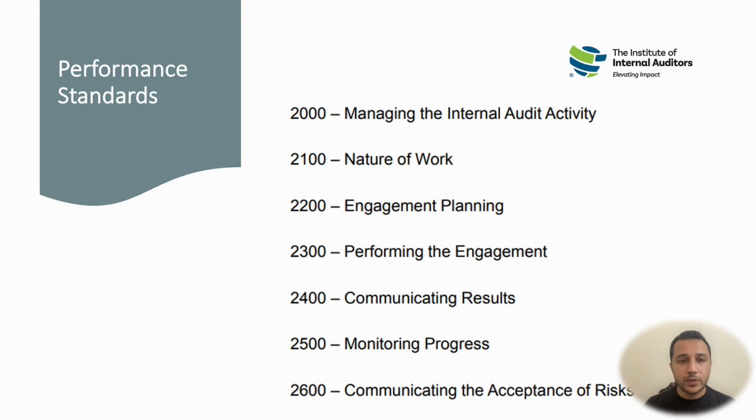Here we are with the performance standards. As I told you, all the performance standards are in the 2000 series. So 2000 is managing the internal audit activity. Then we have 2100, which talks about the nature of our work, be it assurance or consulting. 2200 is engagement planning. Then 2300 is performing the engagement, and communicating results is 2400. Then we have 2500, monitoring progress, and the last one is 2600, communicating the acceptance of risk.